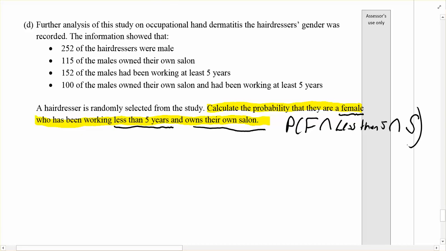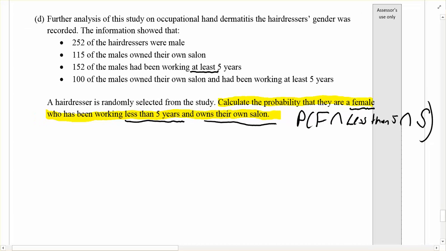Okay, so the information we're given is 252 of the hairdressers were male. 115 of the males own their own salon. 152 of the males had been working at least 5 years. 100 of the males owned their own salon and had been working at least 5 years.